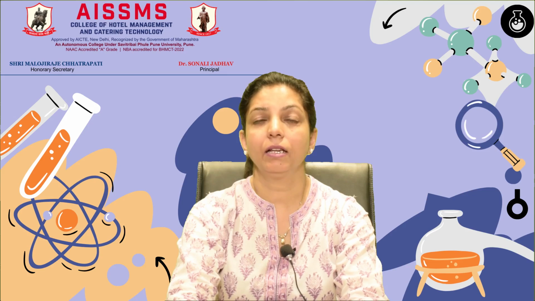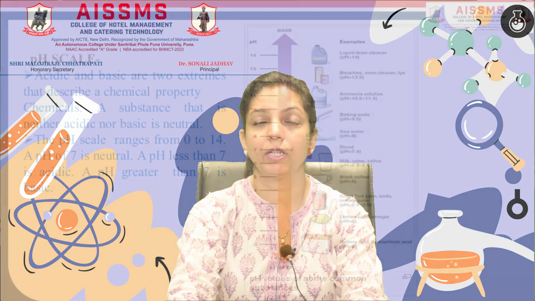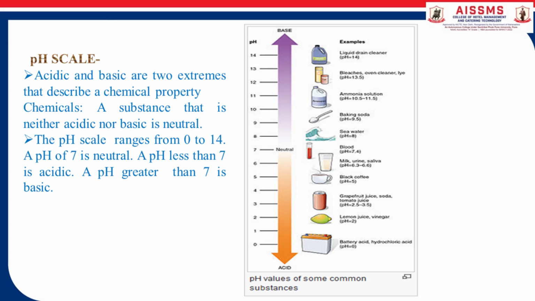Now, how does a pH scale look, or what are the indications on the pH scale? As we already understood, pH is used to measure either the acidity or the alkalinity of a particular substance. So acidic or basic are the two extremes that describe the chemical property. A substance that is neither acidic nor basic, of course, is neutral. The pH scale ranges from 0 to 14. A pH of 7 is neutral. A pH less than 7 is acidic in nature, and a pH greater than 7 is basic in nature.